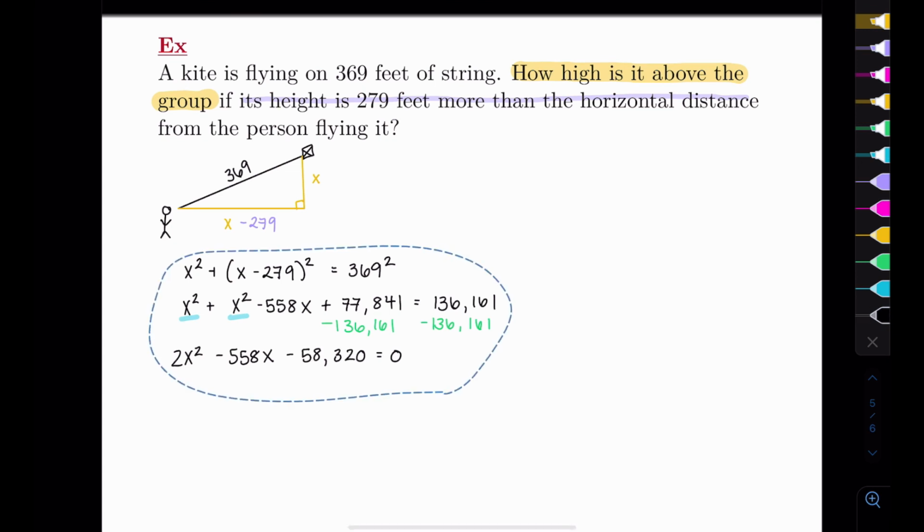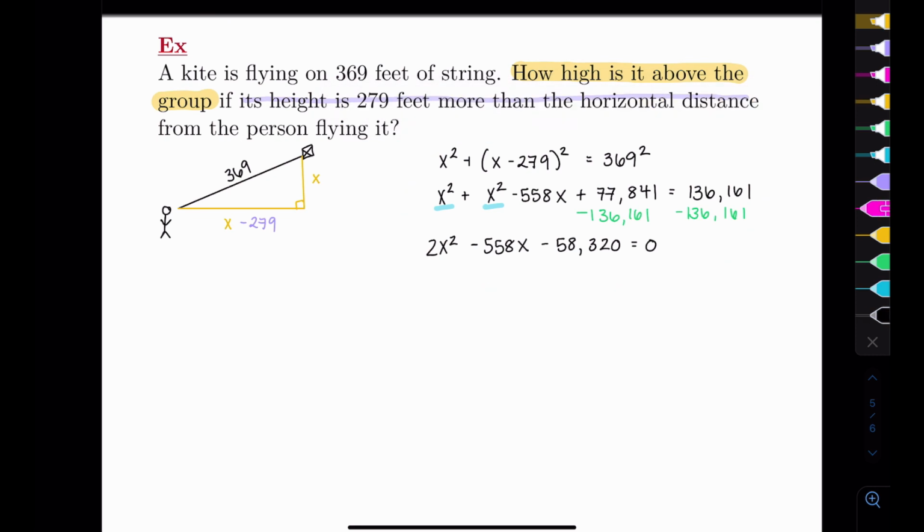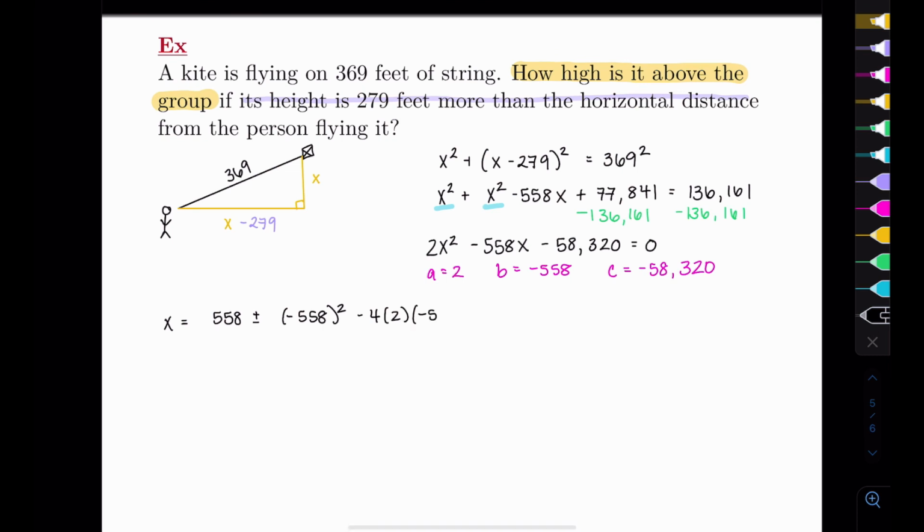So I'm going to move this off to the side. Our value of A is 2. Our value of B is negative 558. And our value of C is negative 58,320. So to get our solutions, we do negative B, so that turns to positive 558, plus or minus, I'm going to have to take a square root, but I'm going to write all this out first. B squared minus 4AC, and that's underneath the radical, all over 2A. Okay.